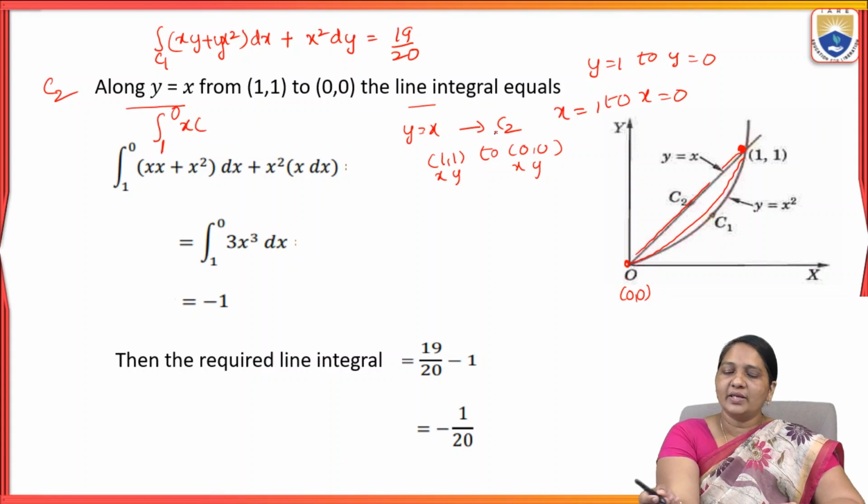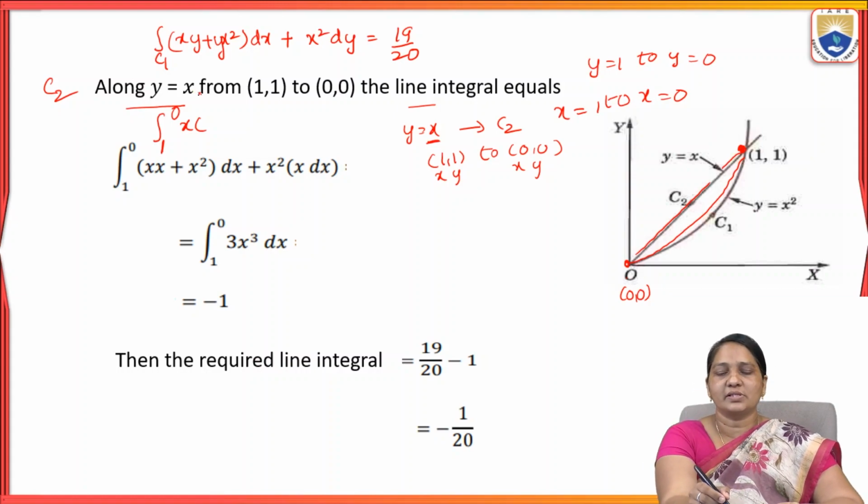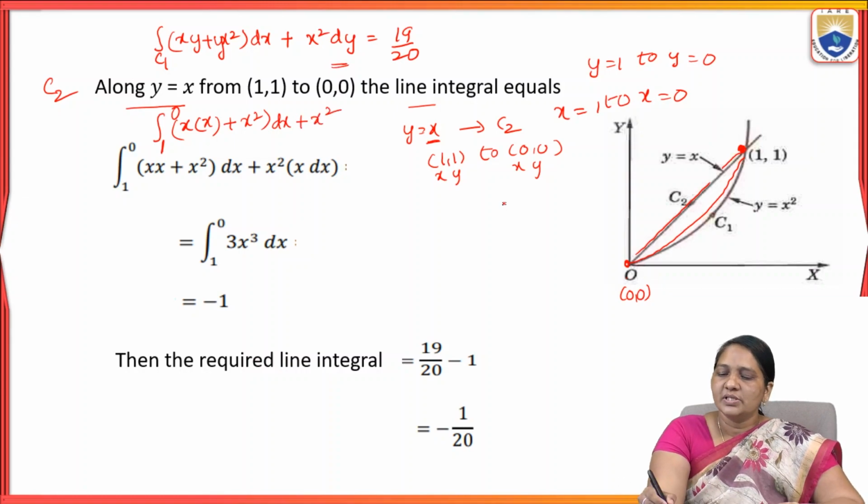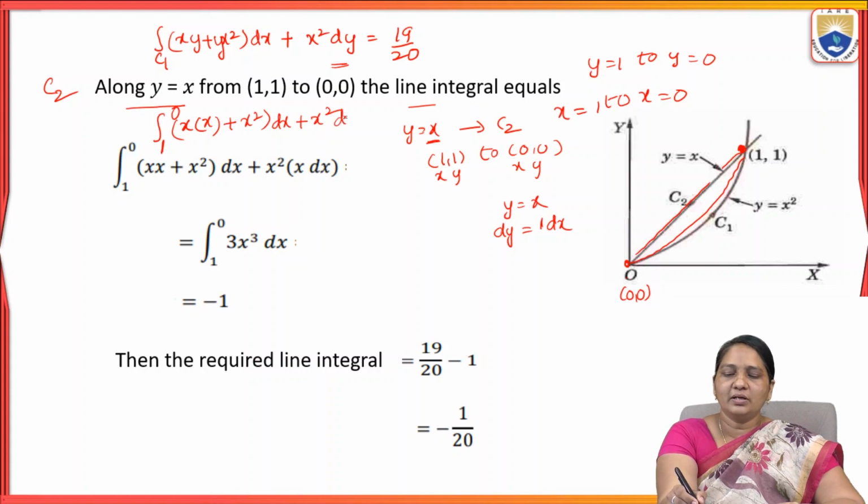x into y. What is the y value here? In the earlier C1 curve, we had y equal to x square, that's why we replaced it with x square. Now we have y equal to x only, so in place of y I am replacing x, plus y square, that means x square, dx, plus x square dy. Since y equal to x, dy equals the derivative of x, which is 1 dx. So in place of dy we can write dx. Now x square plus x square into dx.